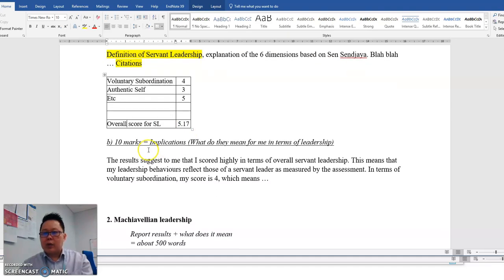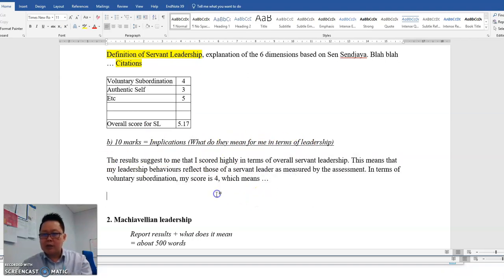Then the next section where you score 10 marks, this is where you talk about the implication. What do the scores mean, and what does the overall score mean? What do they mean for me in terms of leadership? So I give an example here.